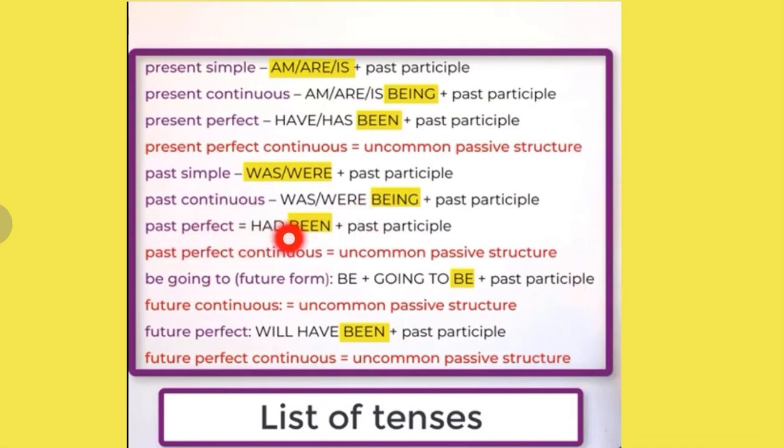Past perfect: had been plus past participle. And be going to be. Future perfect: will have been.